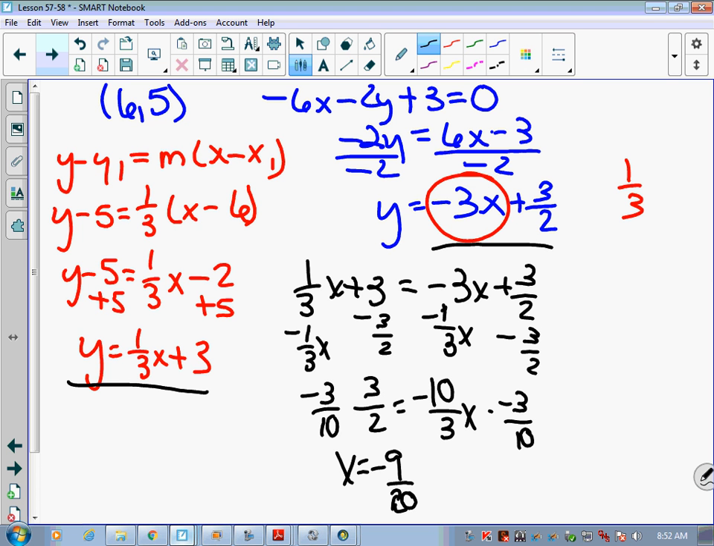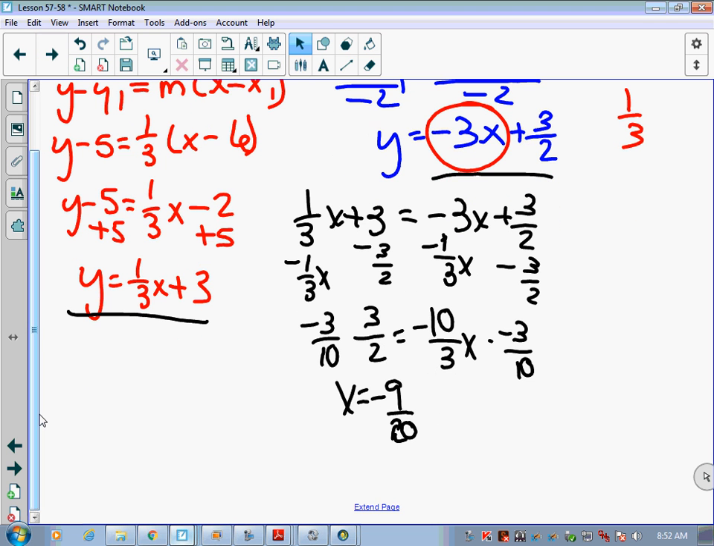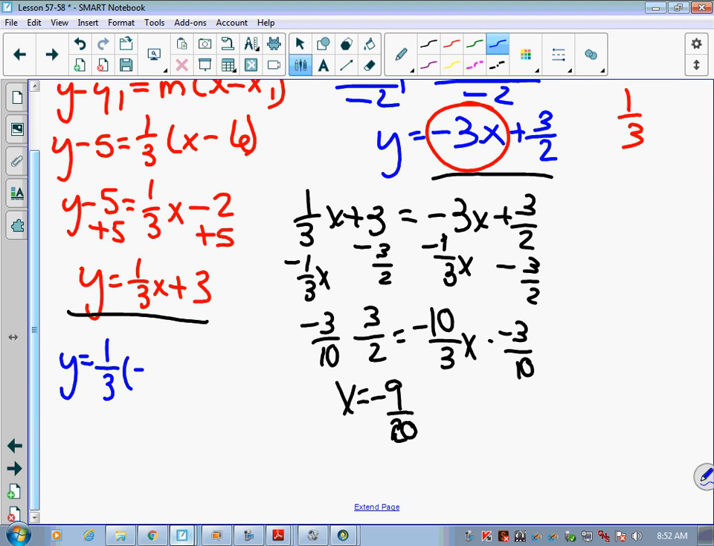Okay, x equals negative 9/20, and so we're going to pull this down. The next thing that we need to do is shove negative 9/20 into one of these equations. Doesn't really matter which one. Let's do y equals 1/3 times negative 9/20 plus 3. We'll find out what y equals. Okay, 1/3 times negative 9/20 is going to be negative 9/60 plus 3.